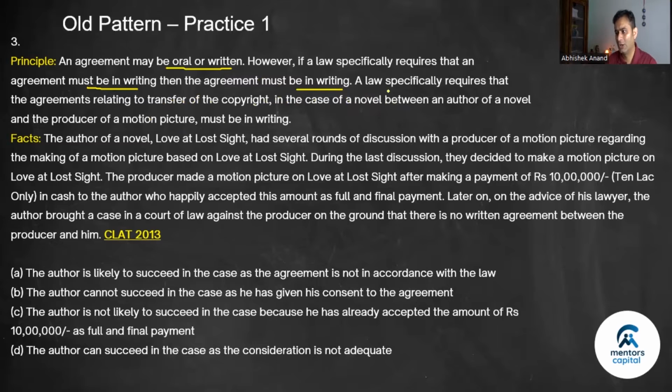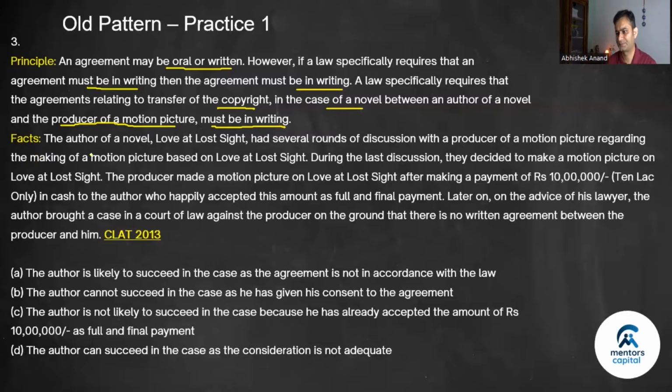Now, a law specifically requires that the agreement relating to the transfer of copyright in the case of a novel between an author of a novel and the producer of a motion picture must be in writing. So the law says that the agreement between the author and someone who is to make a movie on that novel has to be in writing. So if it is not in writing, it won't be enforceable. This is what the principle says.